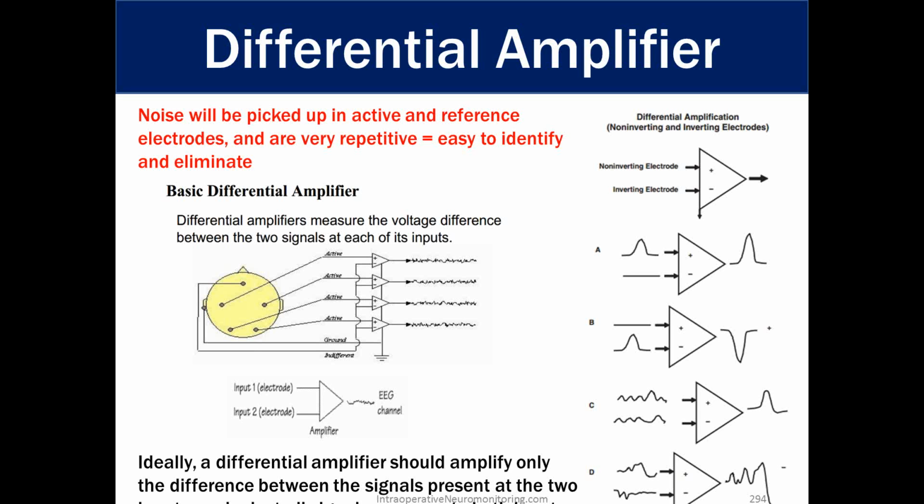So not only do we have a signal that comes in and rejects the like activity, which is most likely noise, our amplifier will also increase the size of our non-common inputs. And so we see there A, B, C, and D, and we're looking at how the differential amplifier gets rid of the common noise and amplifies our potentials.